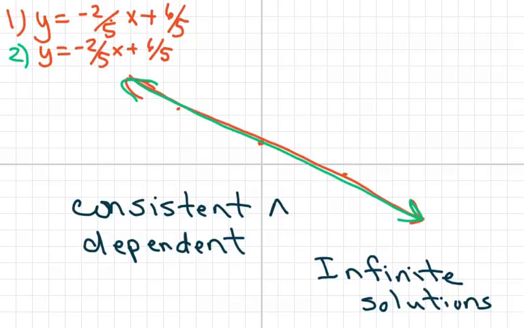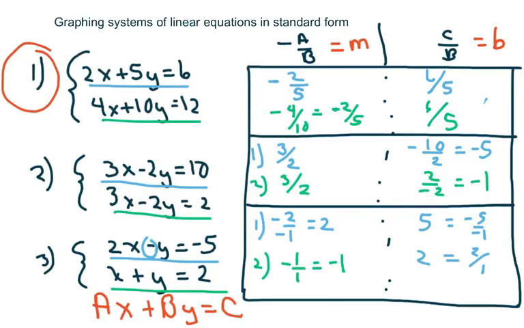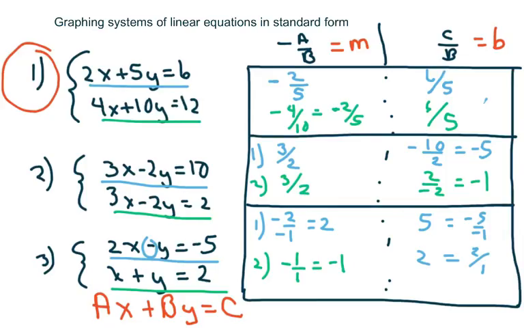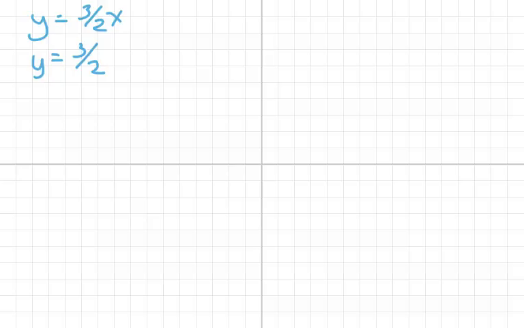All right. Now let me look back here. My next one had the same slope, which is 3/2, but different y-intercepts. So negative 5, negative 1. So we have y equals 3/2 x for both, and I think it's negative 5 and negative 1. Yeah. So we have negative 5, and this one really should be in green, negative 1.